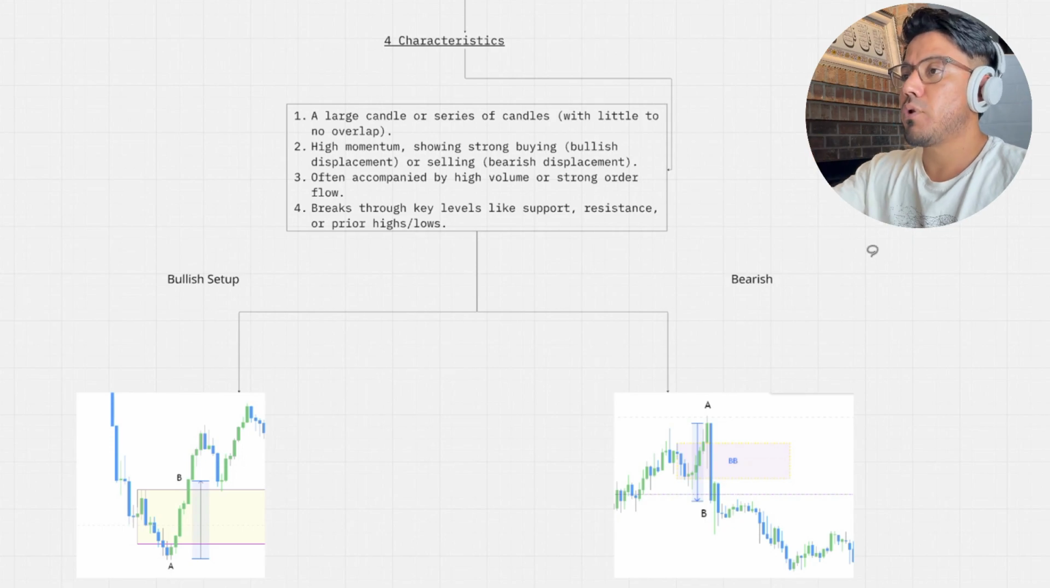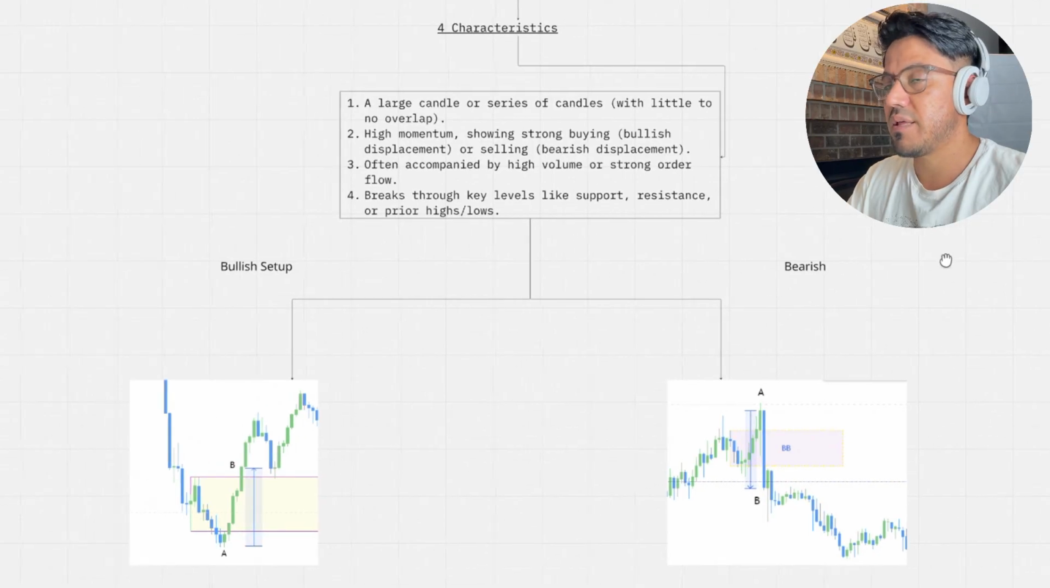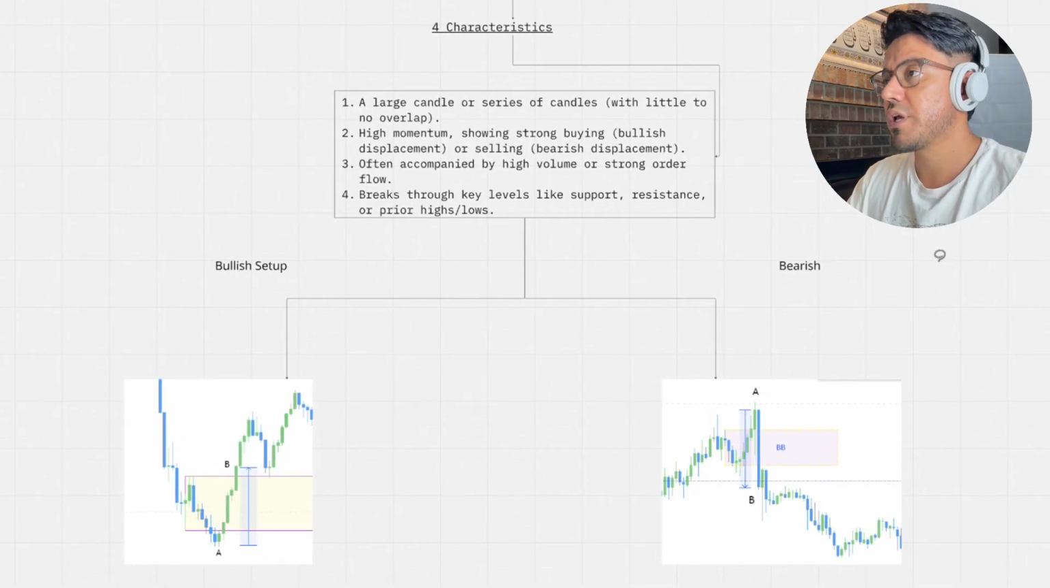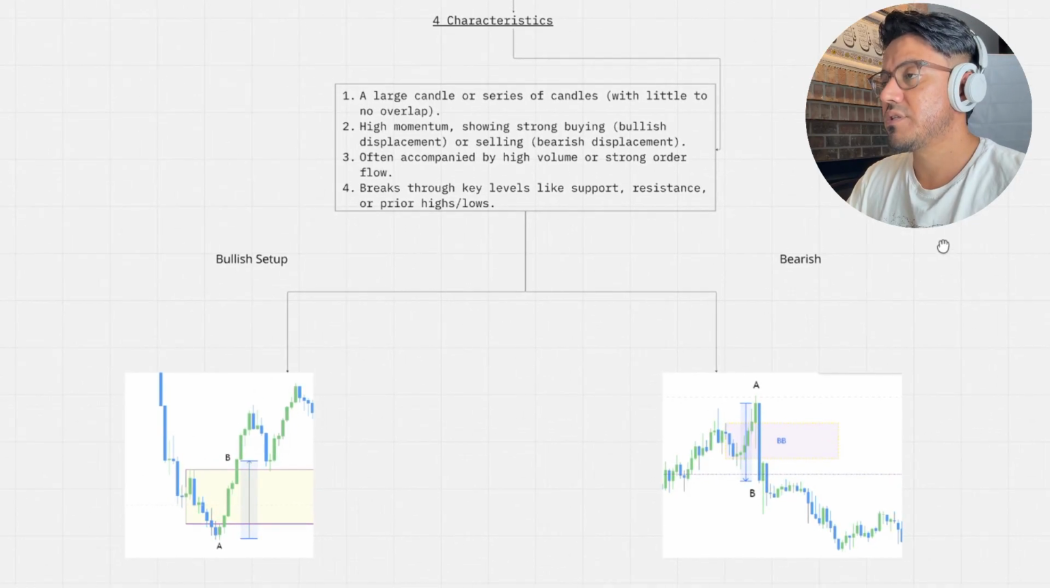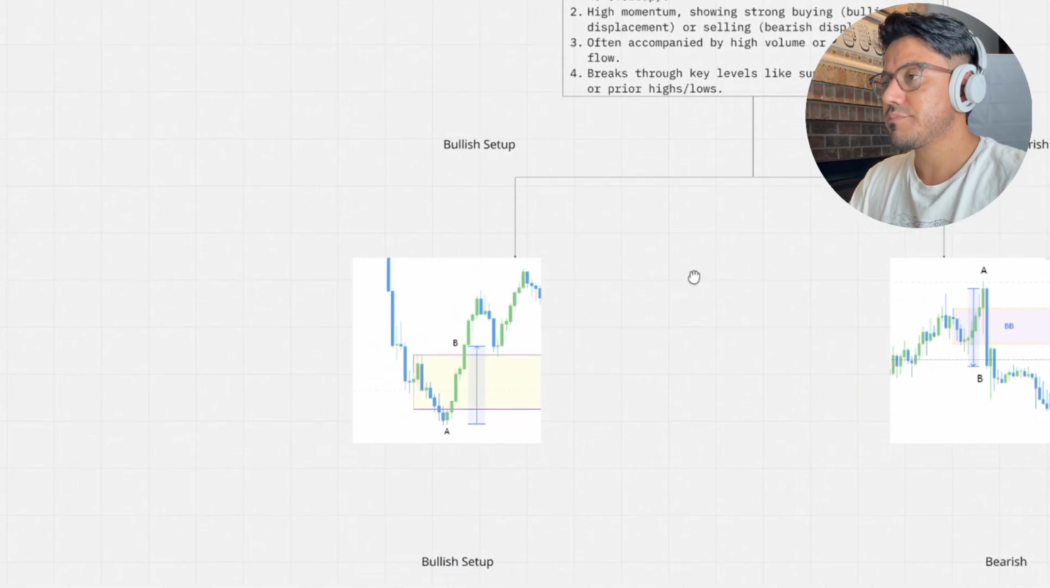Displacement should have the following characteristics in order to be confirmed as displacement. Otherwise, we don't consider it a displacement. First one, large candle body. Second one, high momentum. Third one is high volume. And the fourth one should break a key level, a key support or resistance level.